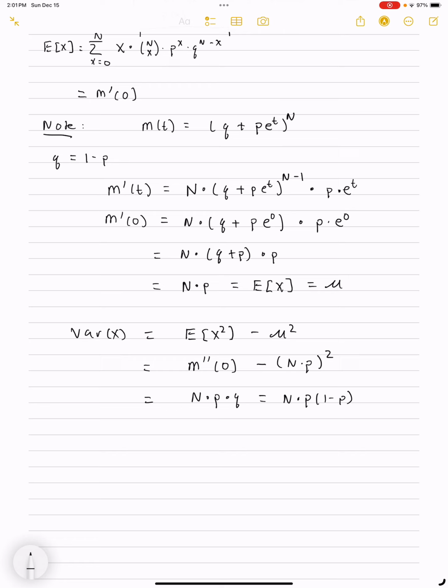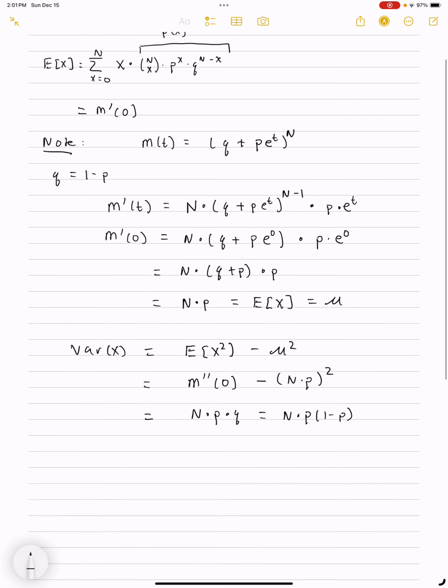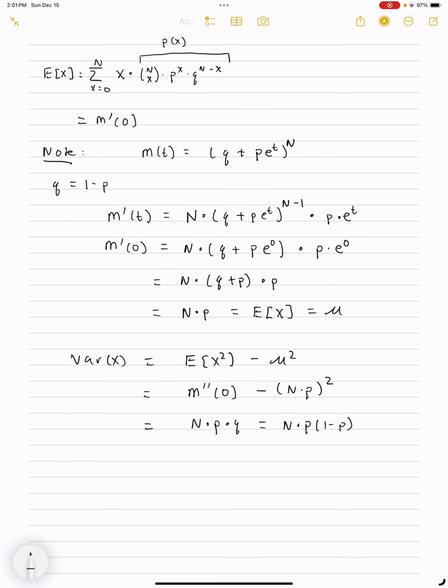Notice I left off the step of calculating the second derivative of the moment generating function that's above. Okay, but I've outlined the steps that you can take to calculate the variance.